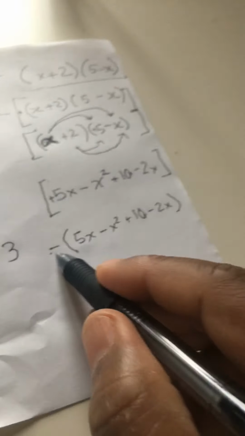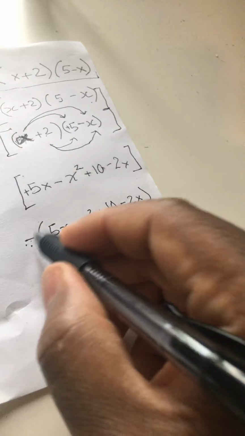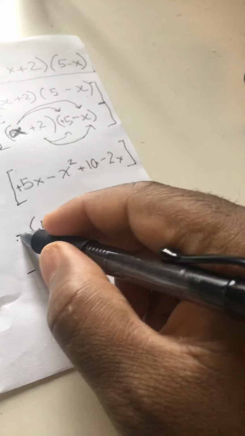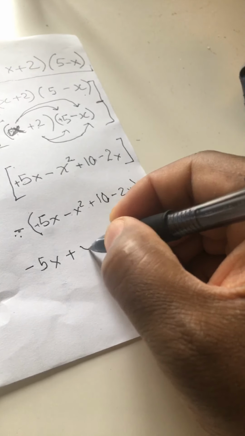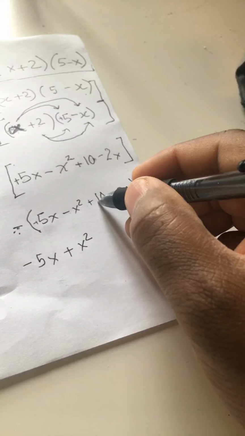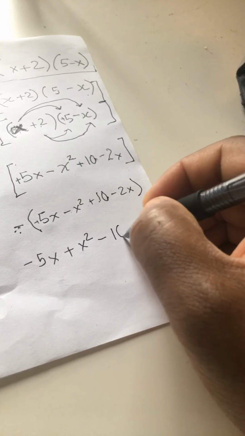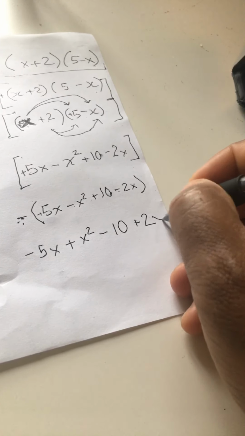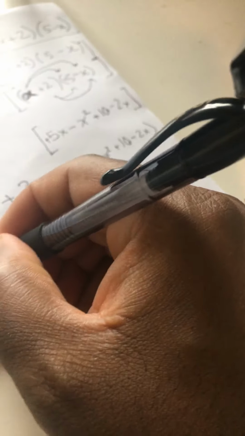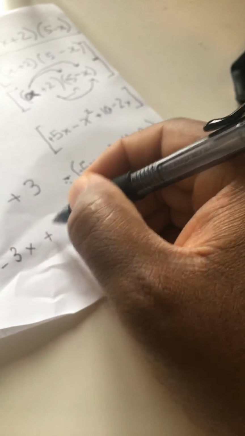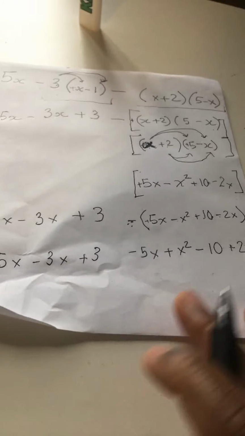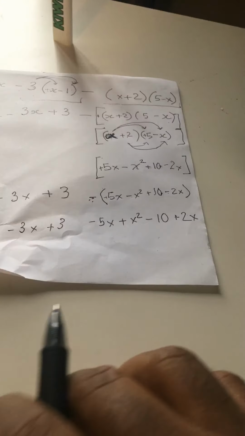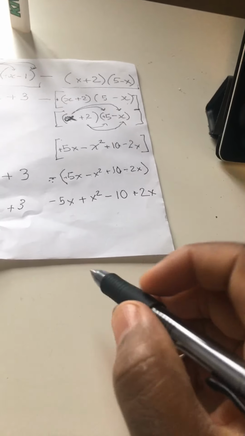Now this minus sign is outside all of this, so you can minus times plus 5x gives you minus 5x. Minus times this gives you plus x squared. Minus times that gives you minus 10. Minus times minus gives you plus 2x. So this is what you have, 5x minus 3x plus 3. So that's everybody now. And that you know how to pull together.